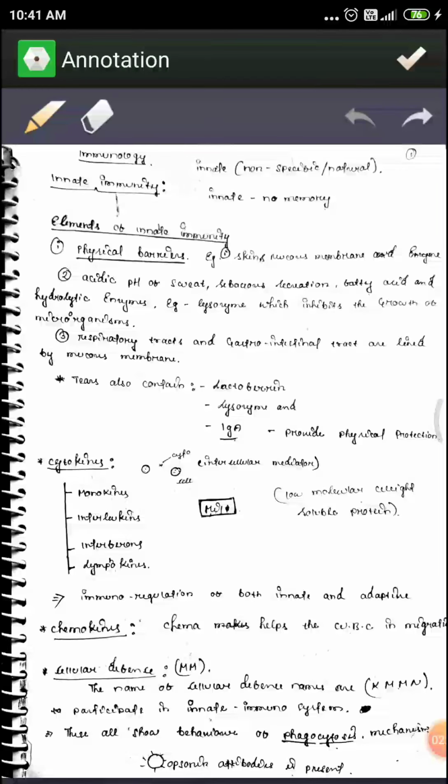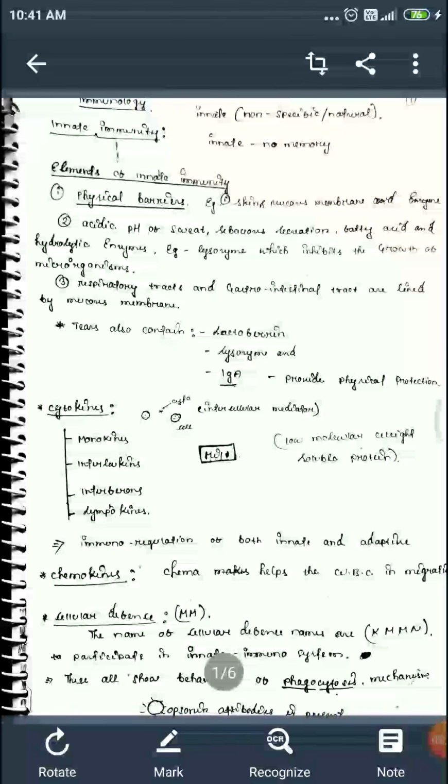Let's discuss cytokines. Cytokines act as intercellular mediators, through which one cell passes cytokines to another cell as signals. There are various types of cytokines. You have to remember the mnemonic MILK: M stands for monokines, I stands for interleukins and interferon, and L stands for lymphokines. These are all different kinds of cytokines, and cytokines participate in both innate and adaptive immunity.